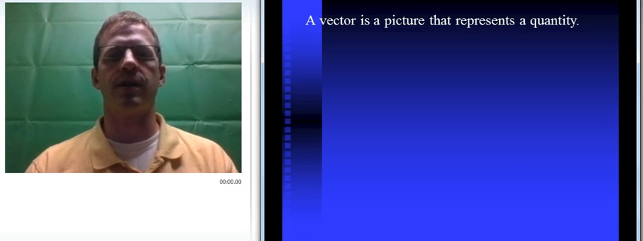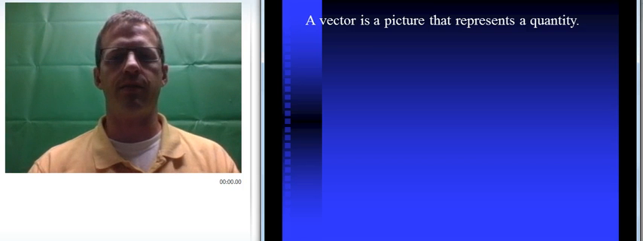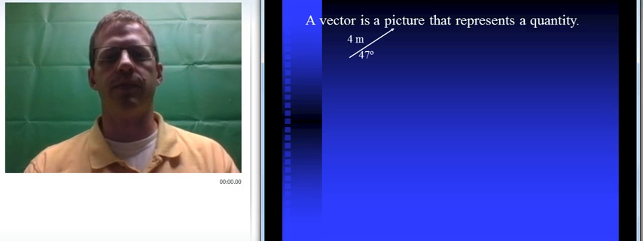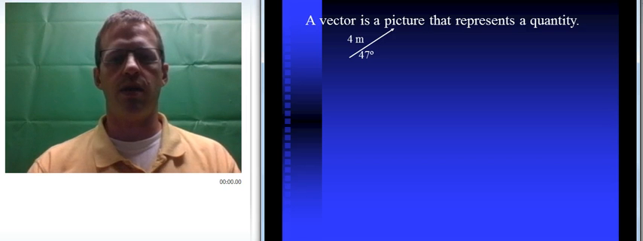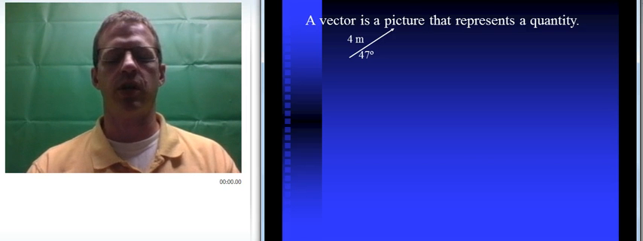A vector is a picture that represents a quantity. I kind of said that before already. Here's an example. This is a vector that shows a 4-meter displacement at 47 degrees north of east. There it is.